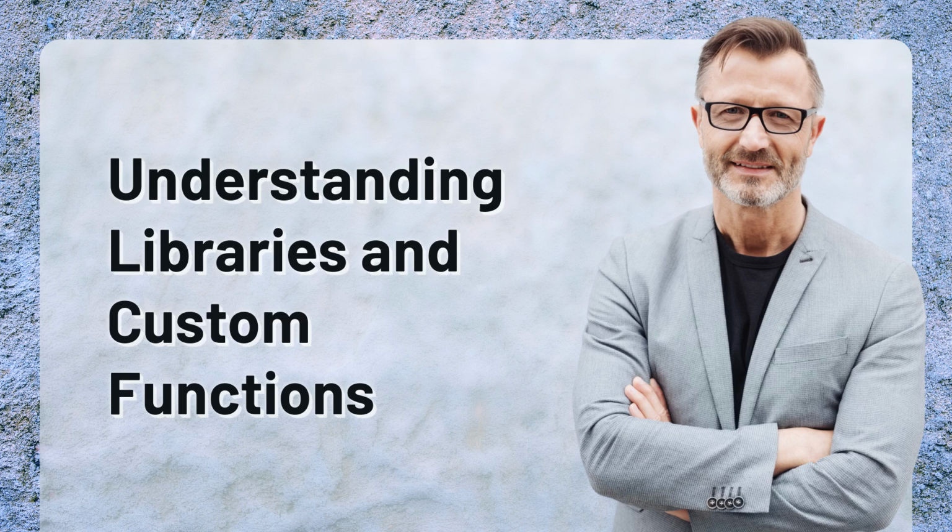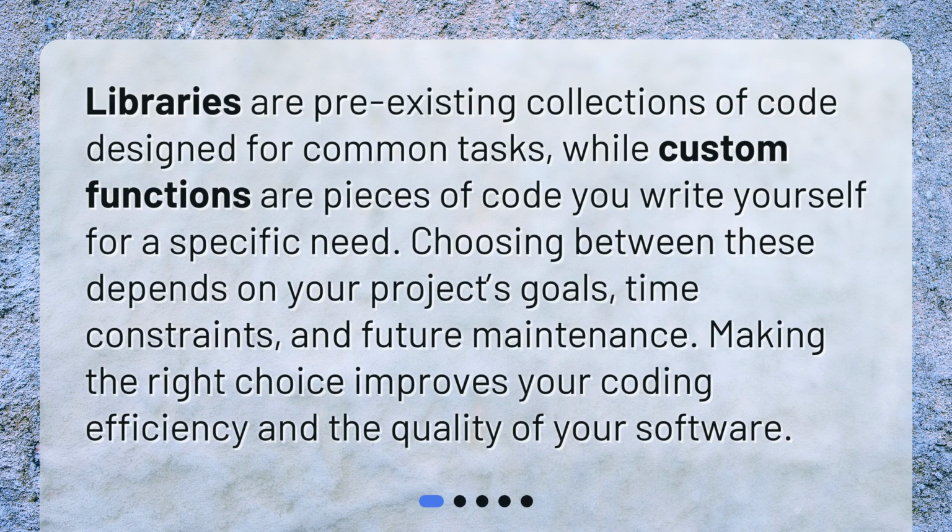Understanding libraries and custom functions. Libraries are pre-existing collections of code designed for common tasks, while custom functions are pieces of code you write yourself for a specific need. Choosing between these depends on your project's goals, time constraints, and future maintenance. Making the right choice improves your coding efficiency and the quality of your software.